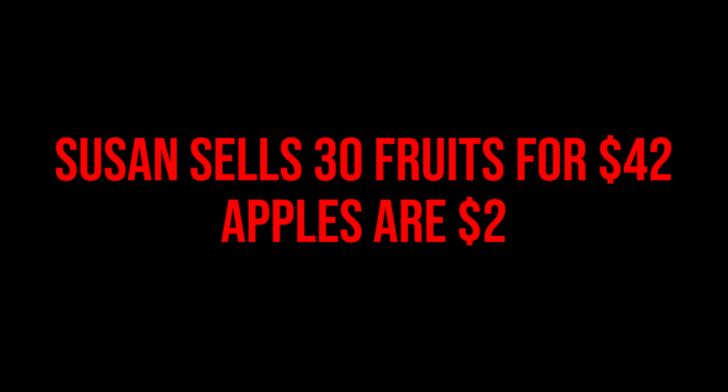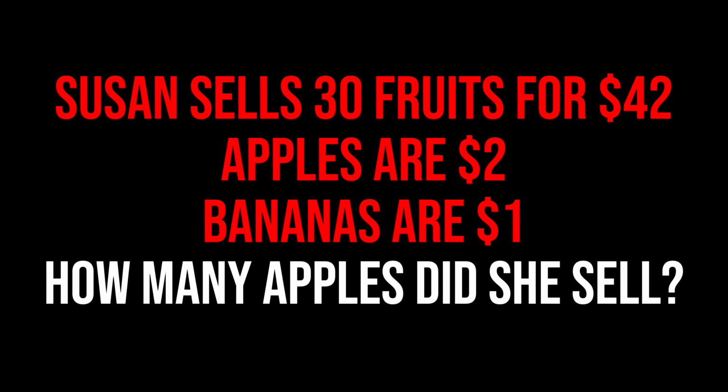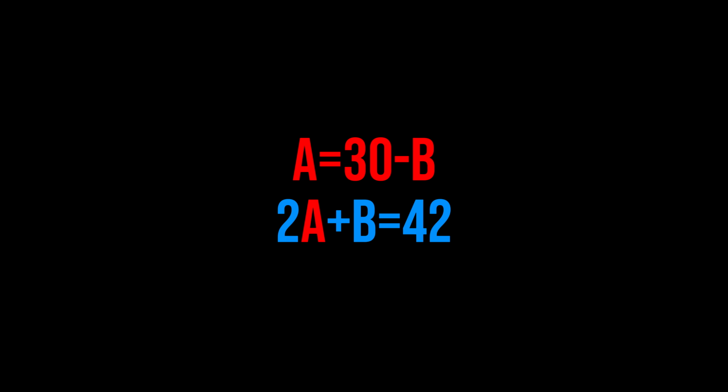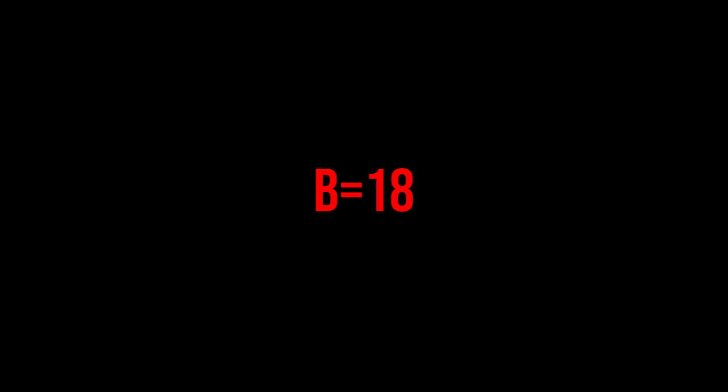Where this really comes in handy is with systems of equations. I'm sure you've come across these before. Susan sells 30 fruits for $42, apples are $2, bananas are $1. How many apples did Susan sell? You turn them into equations and you solve for it and plug it into another equation and you do a bunch of simplifying to find b, and you plug it back into the original equation and there you go. Susan sold 12 apples. Good for her.